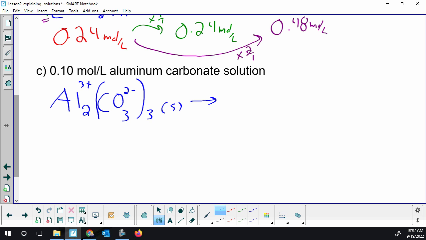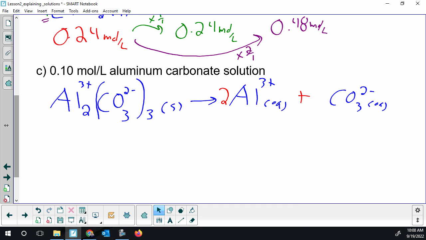We put that into water, which doesn't show up as a reactant anywhere. So we're going to get aluminum ions. How many of them? Well, there were 2 at the beginning, so we're going to get 2 separate aluminums. Then we have our carbonate. When that all breaks up, there are 3 of them in the original formula unit, so we're going to get 3 of them.